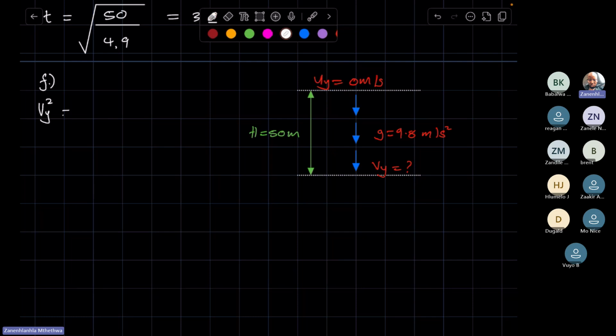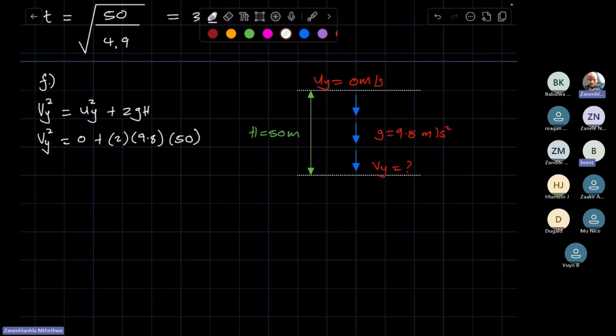Vy squared is equal to Uy squared. That's positive, so this remains positive 2gh. Right, so we're looking for V, so Vy squared, Uy is 0, 2 into 9.8 into 50.